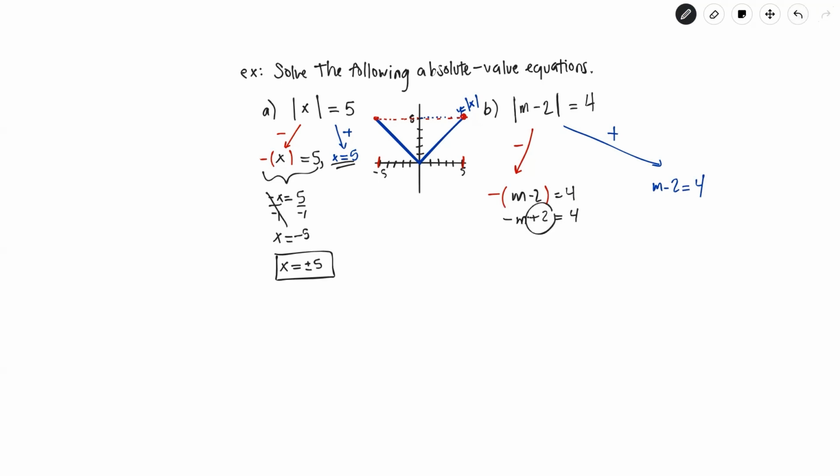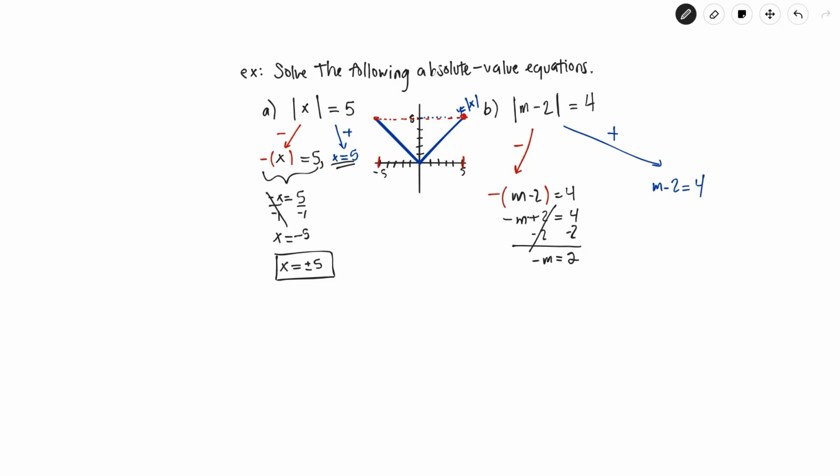I see that the 2 is adding, so how will we undo that? We will subtract. If I do it to one side, of course, I'll do it to the other side. And boom, the 2's are gone. All that's left on that left side of the equal sign is that negative m. We have our equal sign, and on the right side, we have 4 minus 2, which happens to equal 2.